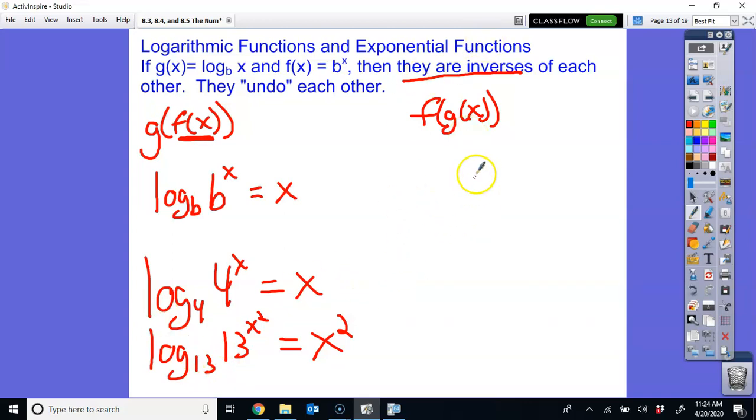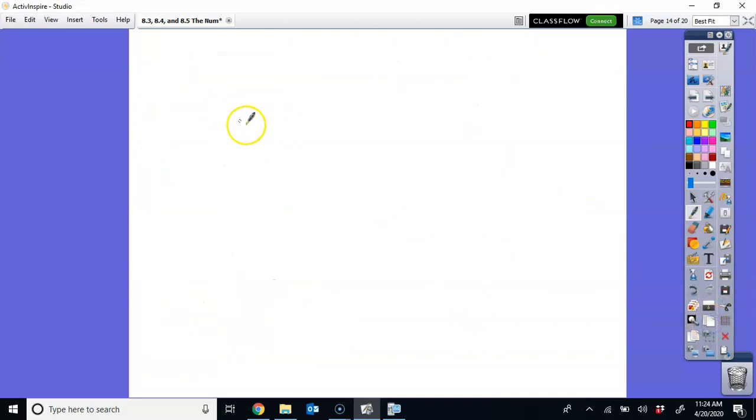The same thing is true the other way around as well. If you have the base for the exponential function f of x, b to the x, and you raise it to the log base b of x, you get x, because the bases are the same. An exponential function and a logarithmic function undo each other as long as the base is the same. That one's a little bit harder to understand mathematically without some numbers, so let me give you an example.